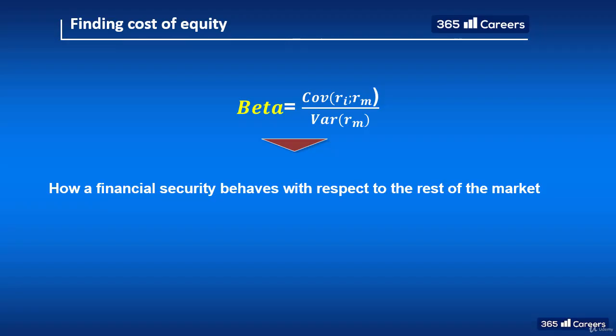The next component in the calculation is beta. This is a statistical measure. For those of you who love statistics and quant finance, beta can be calculated with the following formula. And it is basically used in order to show how a financial security behaves with respect to the rest of the market. That is why we are dividing its covariance with the rest of the market by its variance. If this is a bit confusing, don't worry. There are many financial providers who calculate a company's beta for you.